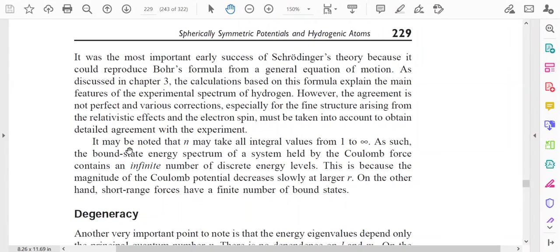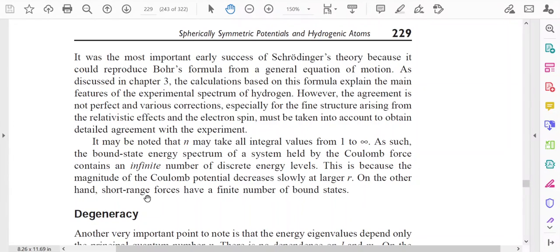Now it can be noted that the value of n may take all integral values from 1 to infinity. As such, the bound state energy spectrum of a system held by the Coulomb force contains an infinite number of discrete energy levels, because the values of n are discrete and run from 1 to infinity.